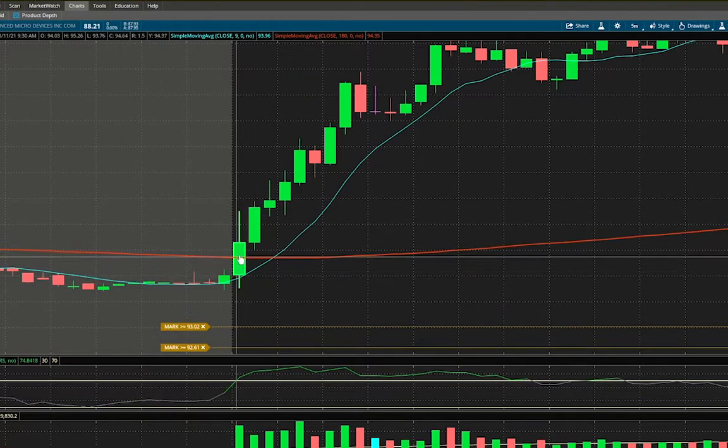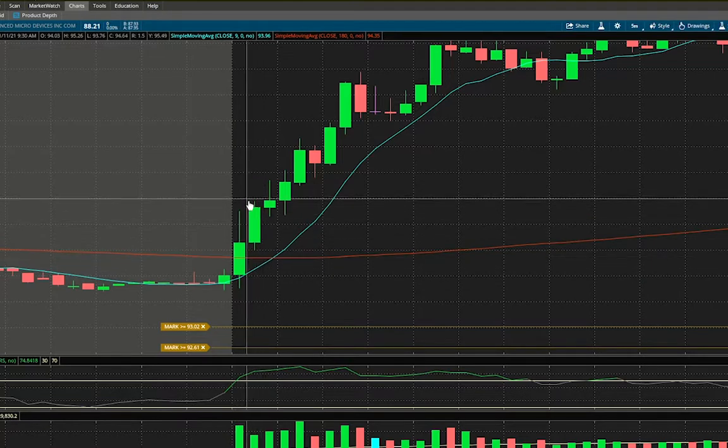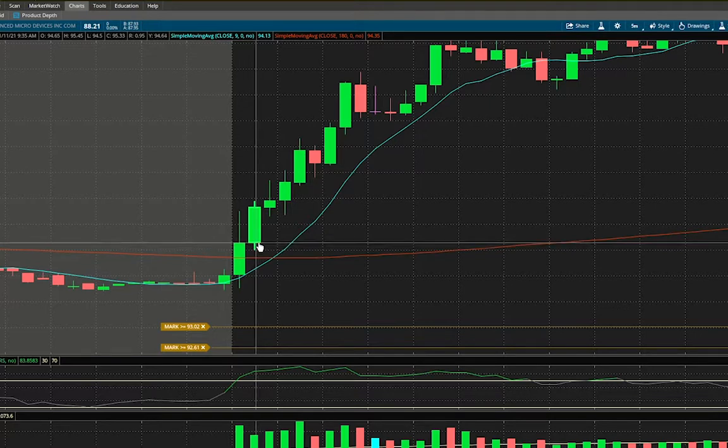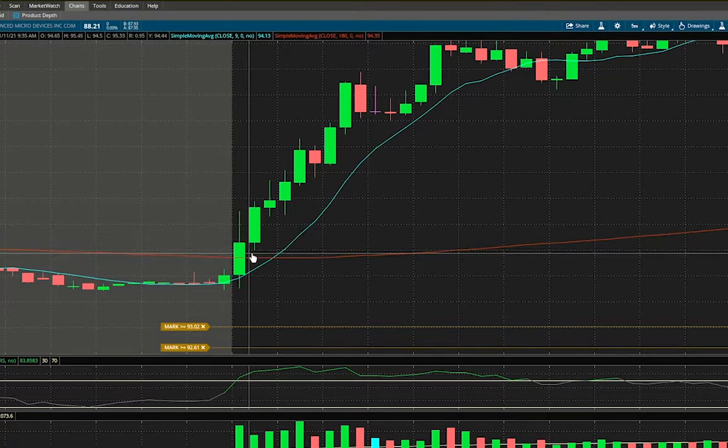And as you can see here, we opened below the blue SMA line. Yes, we closed, but let's just wait till the next candle opens above. We open above right here. Let's say we get in at 94.65. Okay, that's about a solid entry because you know you can't perfect every entry and exit.